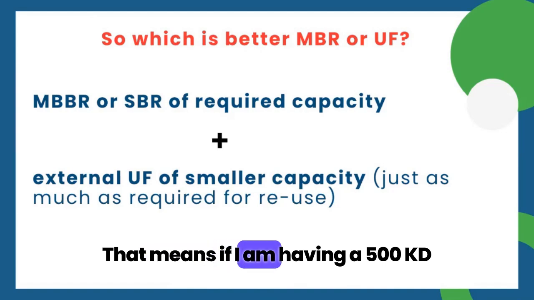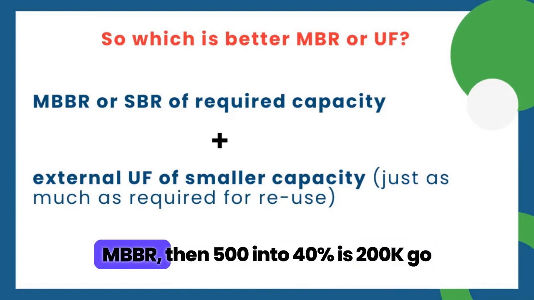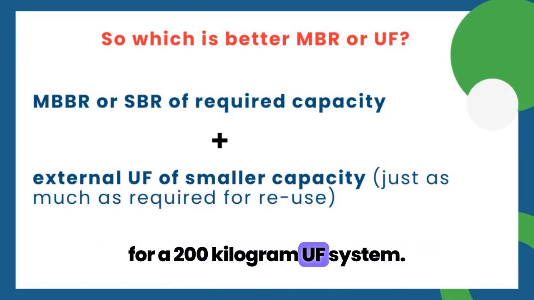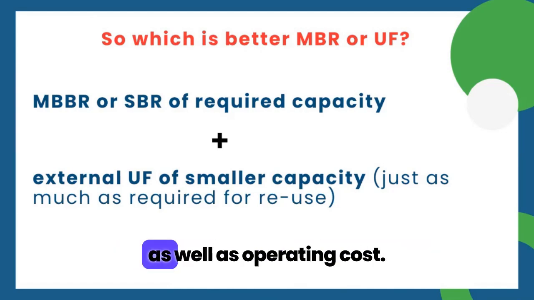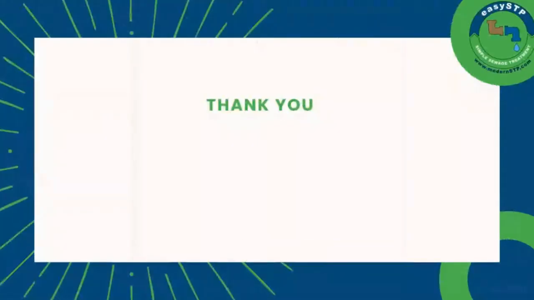That means if I'm having a 500 KL MBBR, then 500 into 40% is 200 KL. Go for a 200 KL UF system. It saves you money for capital cost as well as operating cost.